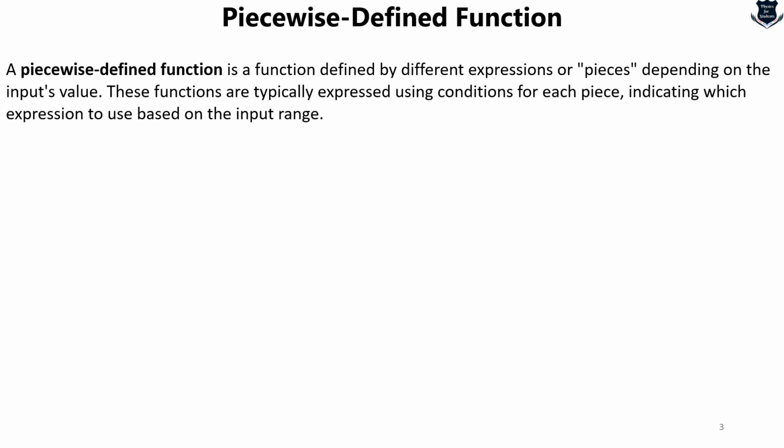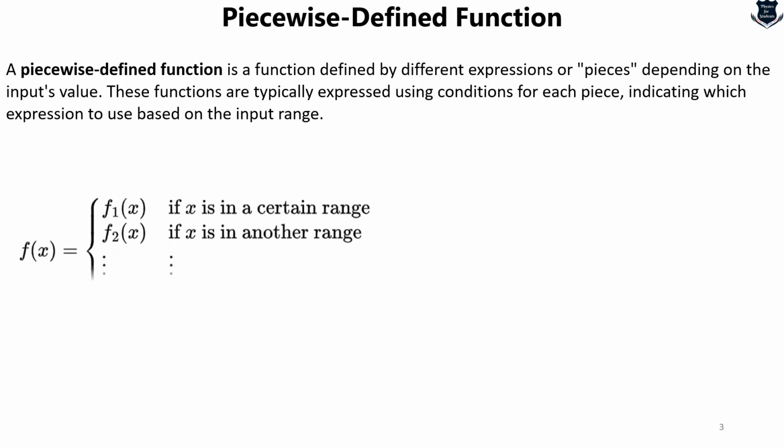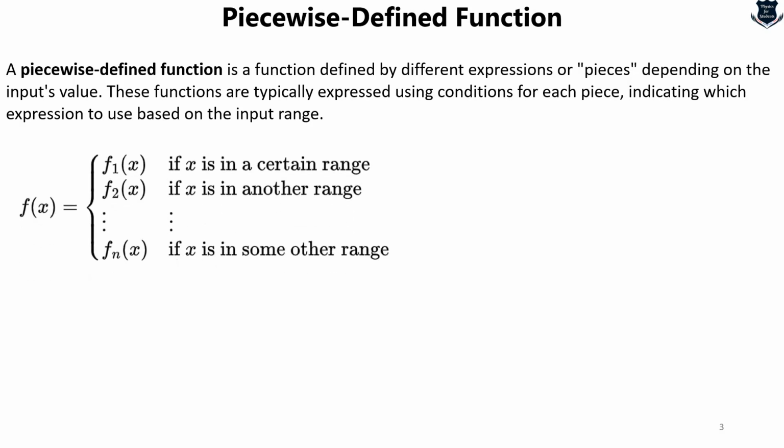These functions are typically expressed using certain conditions which apply on a certain input range. This is how a piecewise defined function typically looks. It is defined for different pieces. Here you can see f1(x) if x is in a certain range, then f2(x) if x is in another range, dot dot dot, and it goes up to fn(x) if x is in some other range.